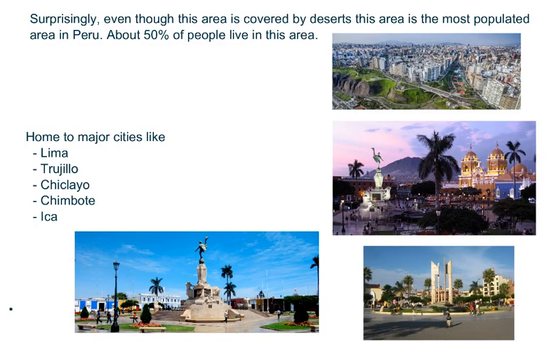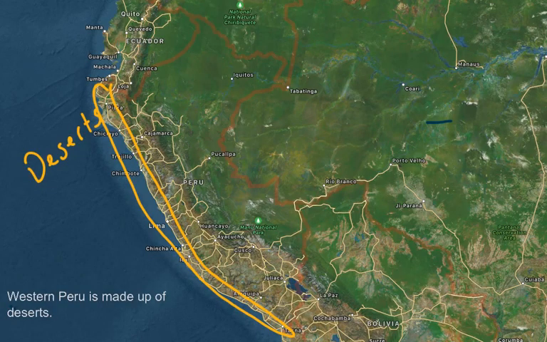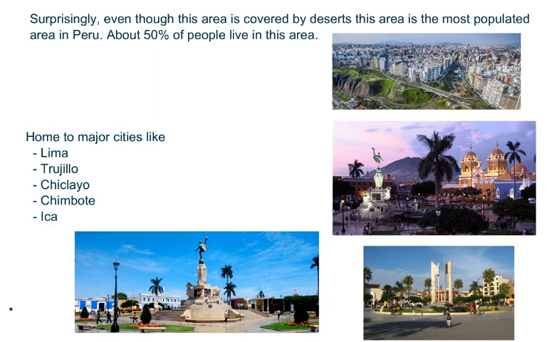Now, surprisingly, even though this area is covered by deserts, this area is the most populated area in Peru. About 50% of people live in this area. So going back, in that area that I've just circled, about half of Peru's population lives in that area alone. So it just goes to show you how, even though it's a desert, it is still very highly populated.